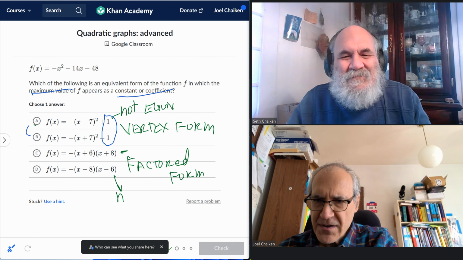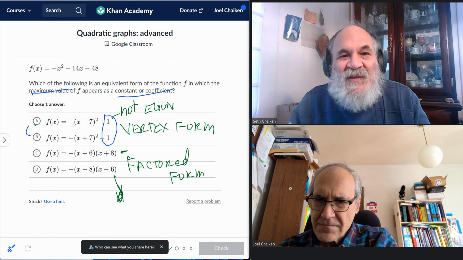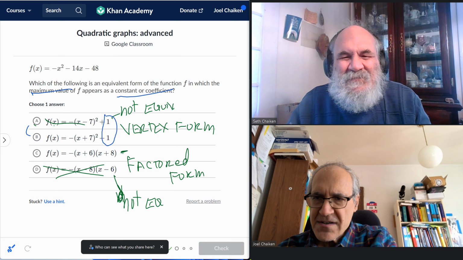Yeah, this one here. No, wait. Which one of these two is not equivalent? It's not the last one. The last one has a middle coefficient that's positive. Right, yeah, so this is not equivalent. The second to the last one has a middle coefficient that's negative. Right, so these guys get crossed out.